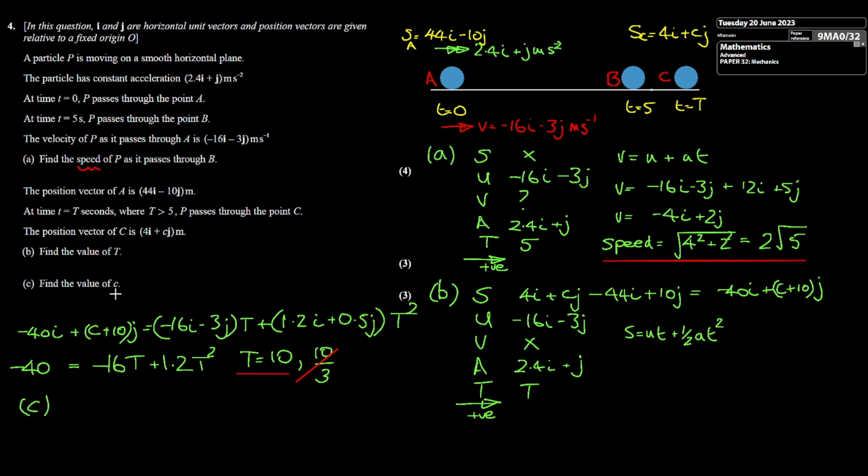Part C asks us to find the value of c. Well, we've now got the value for T. So if I equate the j components and then substitute T is equal to 10, I should find c. And there is that equation. C plus 10 on the left-hand side is equal to this bit of the equation added to this bit of the equation, the 0.5j. So if I now substitute T is equal to 10, I'll find that c is equal to 10 as well. And that's the answer to part C.